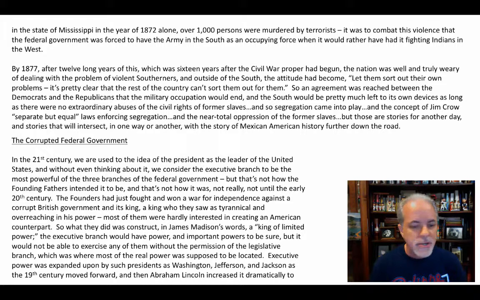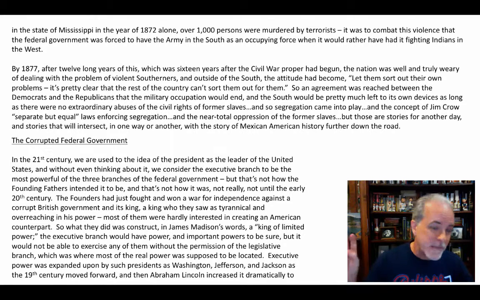The Founders had just fought and won a war for independence against a corrupt British government and its king, a king who they saw as tyrannical and overreaching in his power. Most of them were hardly interested in creating an American counterpart. In other words, they did not want the president to be a king. So what they did was construct, in James Madison's words, a king of limited power.